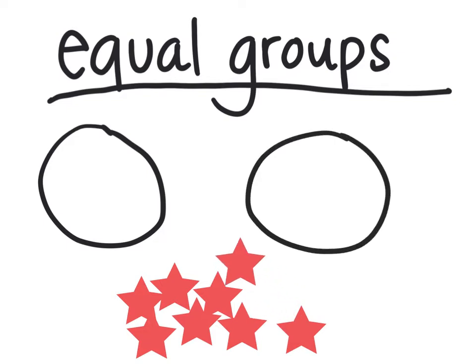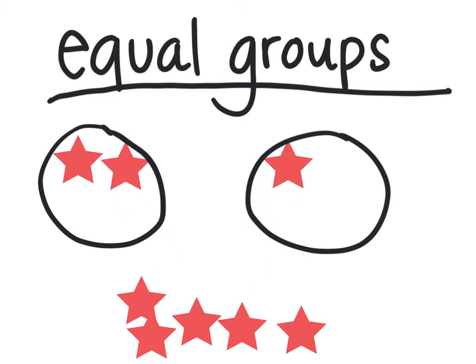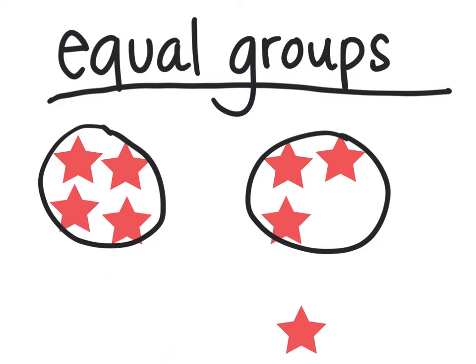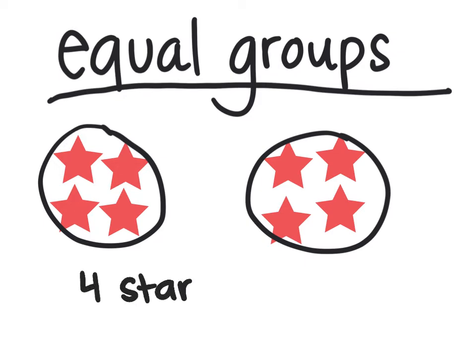I'm going to take one, give it to me, one to my brother, and I'll keep going like that until we're all done. And how many are in each group? There are 4 stars in how many equal groups? In 2 groups.